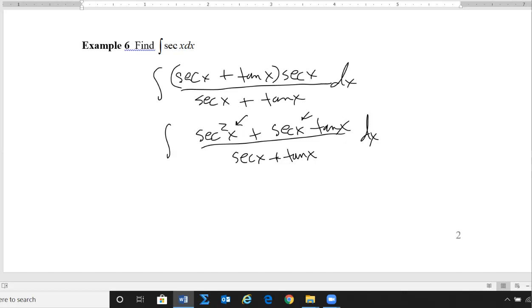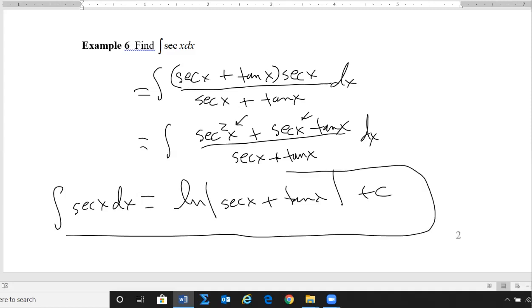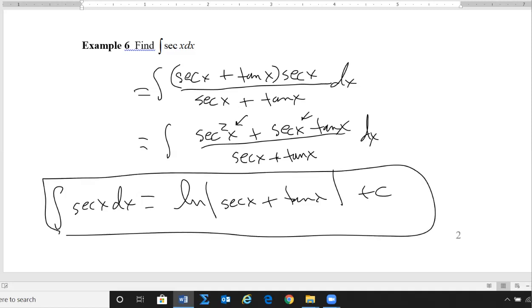So now I can finally write this as the natural log of the secant of x plus the tangent of x plus a constant. And that's what we remember from now on. We put this one in our repertoire of memorized results, memorized integrals or antiderivatives. Okay.